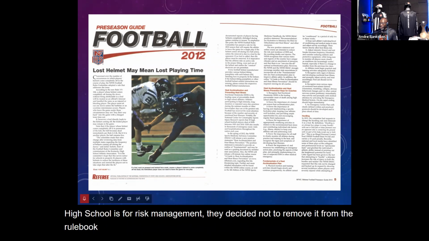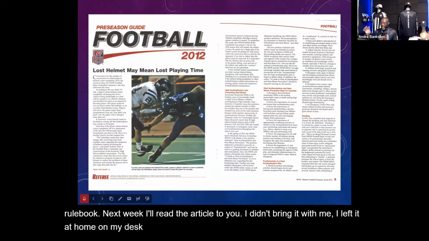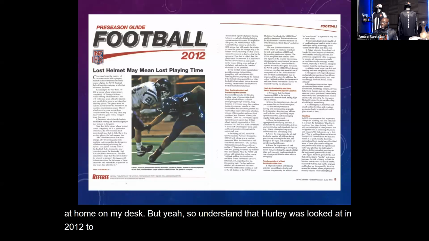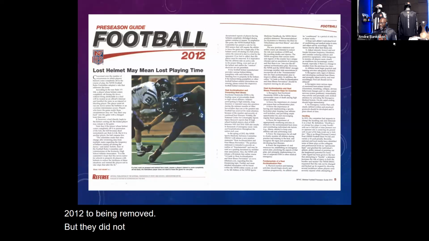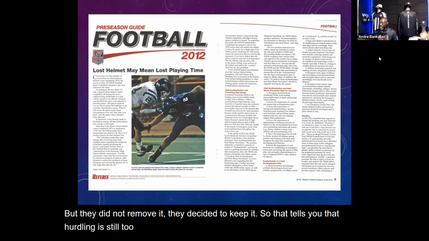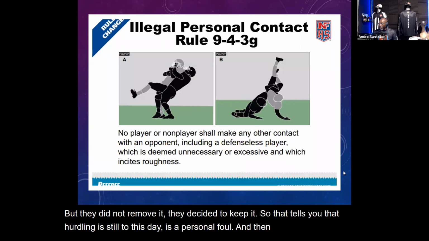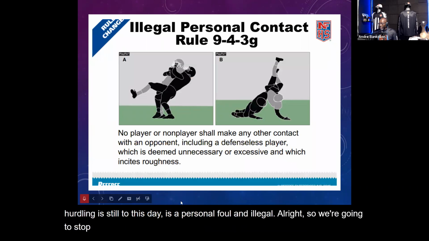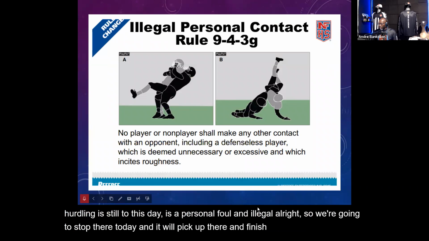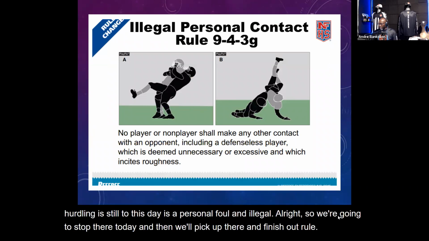Next week I'll read the article to you. I didn't bring it with me; I left it at home on my desk. But understand that hurdling was looked at in 2012 to be removed, but they did not remove it. They decided to keep it. So that tells you that hurdling is still, to this day, a personal foul and illegal. All right, we're going to stop there today, and then we'll pick up there and finish out Rule 10 afterwards.